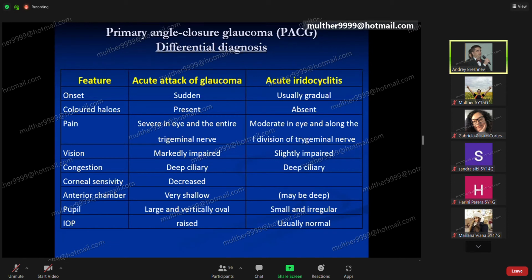Corneal sensitivity is decreased only in case of acute attack. Anterior chamber is shallow in case of acute attack of glaucoma and normal or even deep in case of acute iridocyclitis, and intraocular pressure is raised in case of acute attack of glaucoma and usually normal in case of acute iridocyclitis.